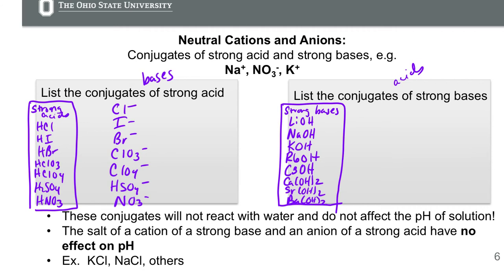For the strong bases, we'll write our conjugate acids. So again, basically allowing these to dissociate. They all dissociate completely, even the ones with 2 hydroxide. And so we're going to be looking at the cations. So we have lithium ion, sodium ion, potassium ion, rubidium ion, cesium ion, calcium ion, 2+. Strontium 2+, and barium 2+.